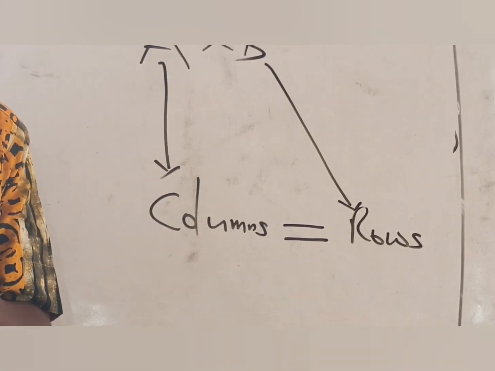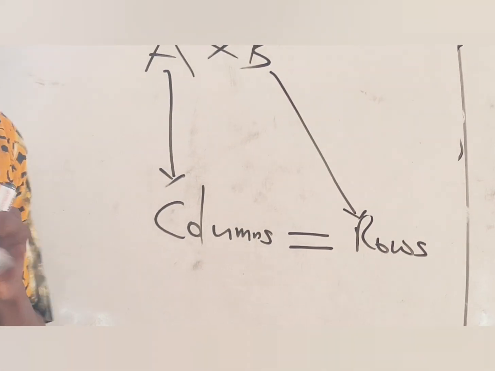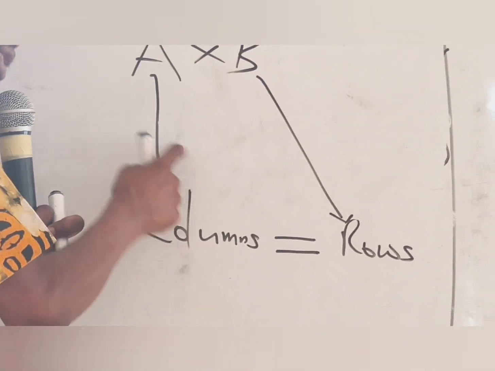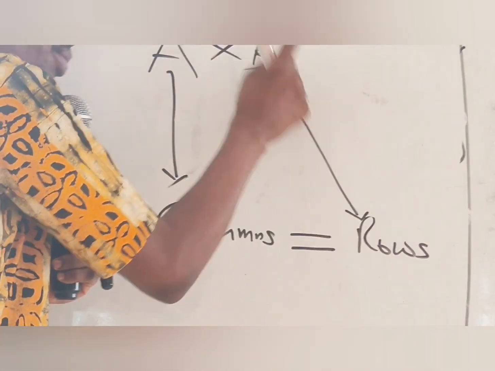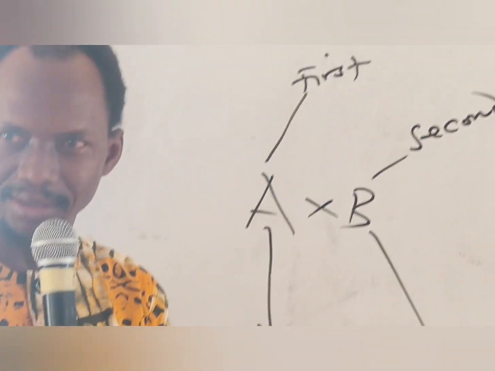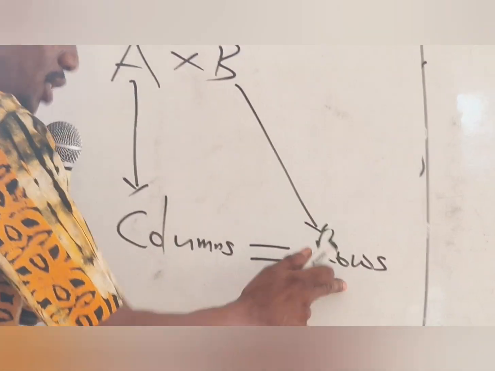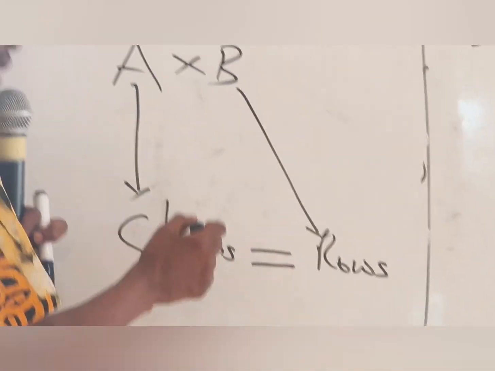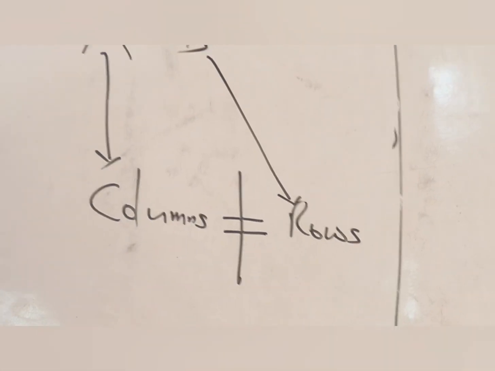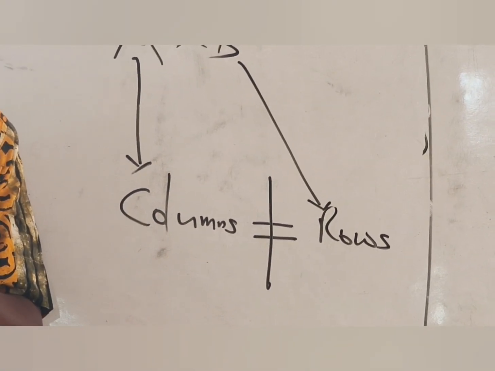Sometimes I do bring questions like this in the exam, so take note of that. I can give you two matrices that you can never multiply, so you must know the rule. If the number of columns of the first matrix is not equal to the number of rows of the second matrix, you cannot multiply them. So if these are equal, it means I can multiply the two matrices. But if they are not equal, I cannot multiply them. That's the rule.